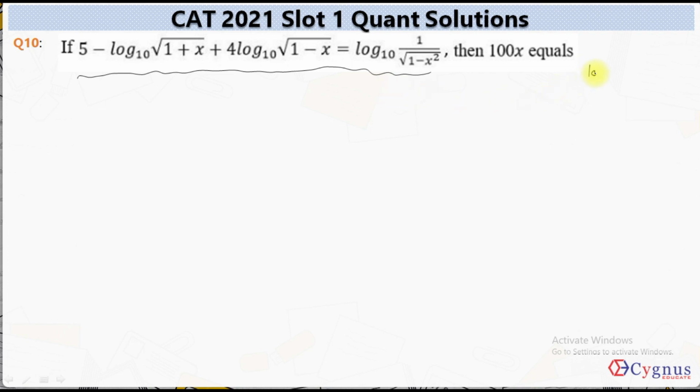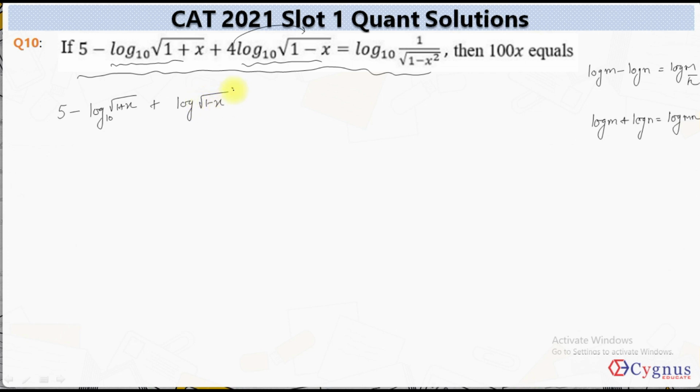You should be aware of these properties only: log m minus log n is replaced by what? Log m by n. Similarly, log m plus log n is equal to log of mn. Let's apply it here. Look at this term. This is negative. This one is positive. Can we write it like this? 5 minus log of root of 1 plus x to the base 10. And this 4 will become a power here. So my answer will be log of root of 1 minus x raised to the power 4 to the base 10 is equal to log of 1 by root of 1 minus x square to the base 10.